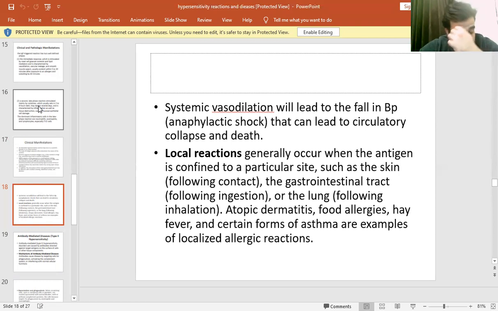The late phase reaction is mainly mediated by the cytokines, and the early one is by the degranulation of the mast cell mediators. Now, what were those mediators? They included histamine, leukotrienes, and prostaglandins. These reactions we include in the type 1 hypersensitivity reactions.